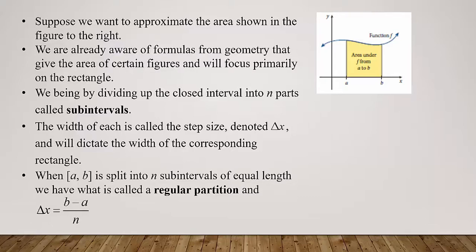And the delta x, which would be the base of each rectangle, the width of each rectangle, is nothing more than the length of the interval, b minus a, divided by n.